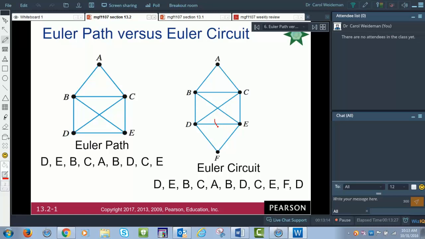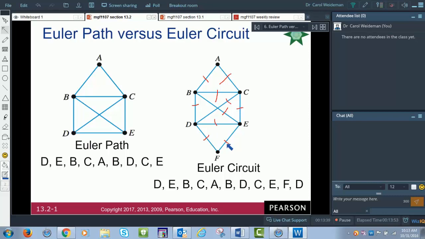So we're going to start with D and go to E. So we've used this one. And then from E we're going to go to B. So we've used this one. And then from B we're going to go to C. So we've used that one. From C we're going to go to A. So we've used that one. From A we're going to go to B. So we've used that one. From B we're going to go to D. And then from D we're going to go to C. And then C to E, E to F, F to D.